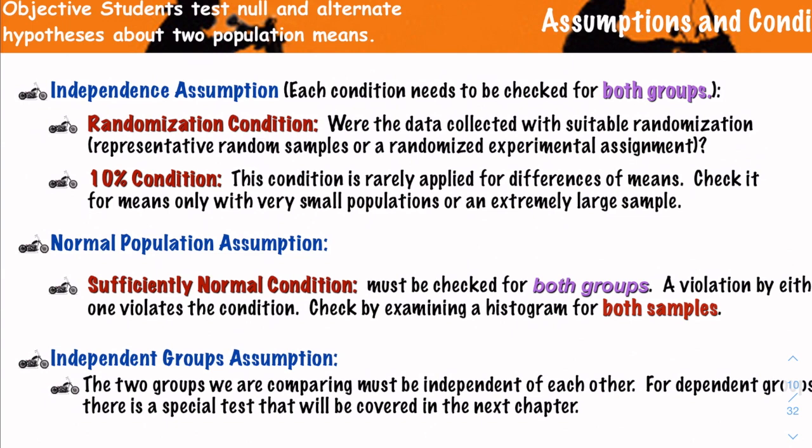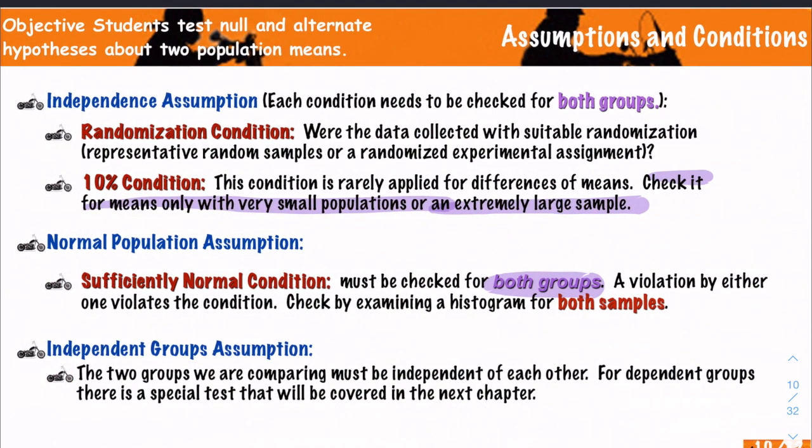This condition is rarely applied for differences of mean. Check it for means only with very small populations or an extremely large sample. This is rarely checked just because we usually get this. Now, next one, the normal population assumption. We need to check that each of the pieces that we're given is sufficiently normal. So you must check this for both groups. A violation by either one violates the condition. We do this by checking a histogram for both samples.